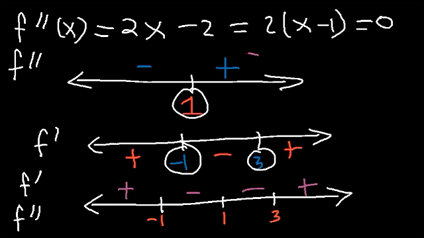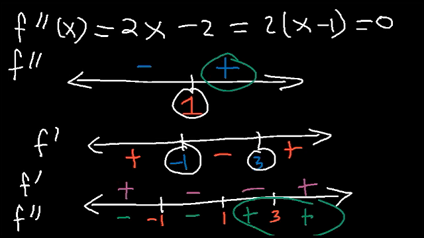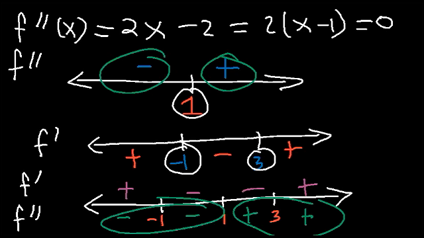So now let's focus on the second derivative. Notice that less than 1, the second derivative is negative. So that includes less than -1 and between -1 and 1. And to the right of 1, the second derivative is positive. So that's between 1 and 3 and beyond 3. So everything to the right of 1 is positive, and to the left of 1 it's negative.